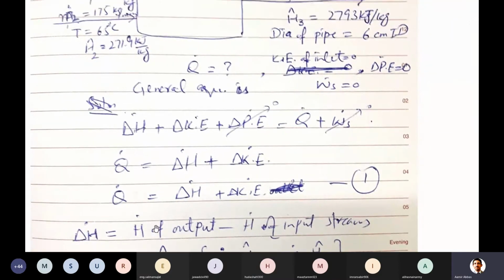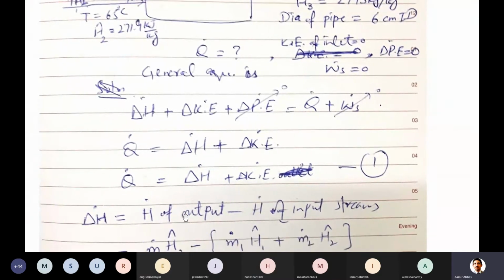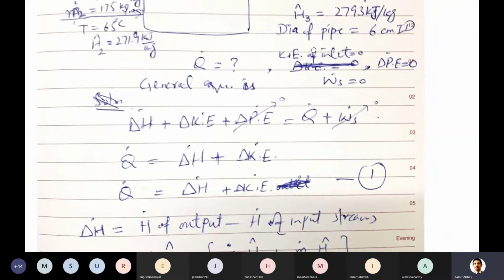So change in enthalpy: enthalpy of output streams minus enthalpy of input streams. You already know that change for any property is output minus input. So here there is only one output stream, which is the enthalpy of the output stream, minus the input, which were two water streams.